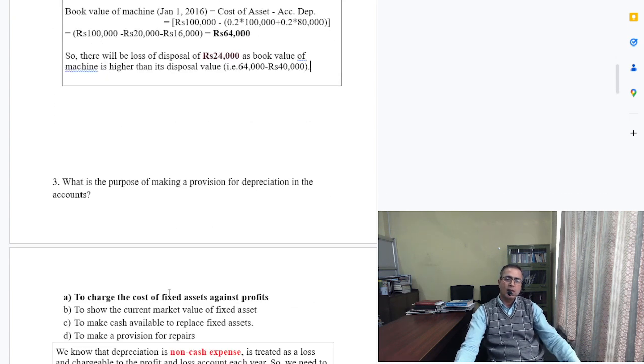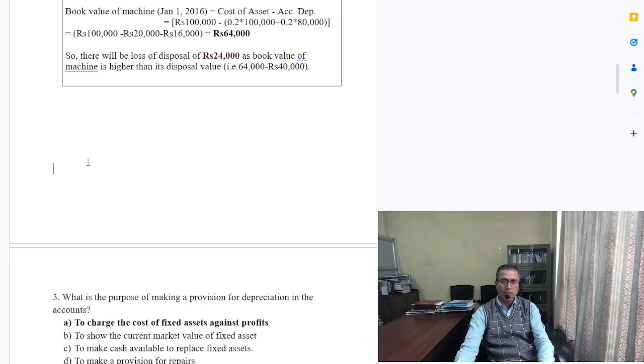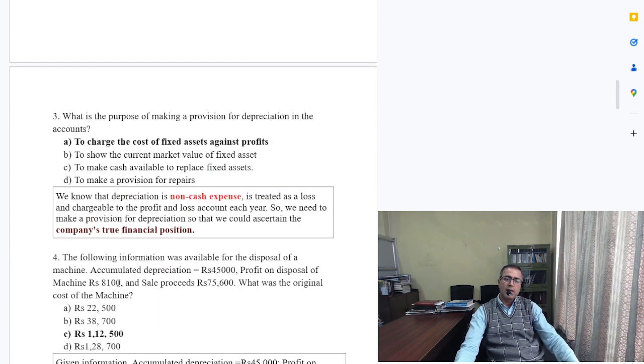Now what about the other questions? This is about question number 3, friends. What is the purpose of making provision for depreciation in accounts? In the company accounts, you can say that. So the right option is to charge the cost of fixed assets against the profit. Now you need to justify your answer.